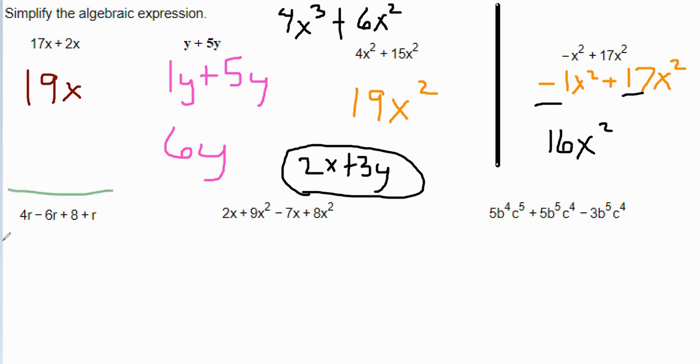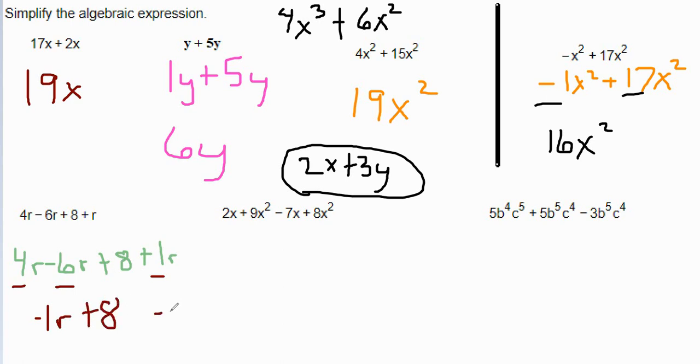The one below here, we've got 4r minus 6r plus 8 plus r. This is the same thing as 4r minus 6r plus 8 plus 1r. So I'm going to combine all the r's first. 4 minus 6 is negative 2. Negative 2 plus that 1 is negative 1, or negative 1r. And then we have the plus 8, and that's our answer. Or we may write that as negative r plus 8. We don't have to write the 1.